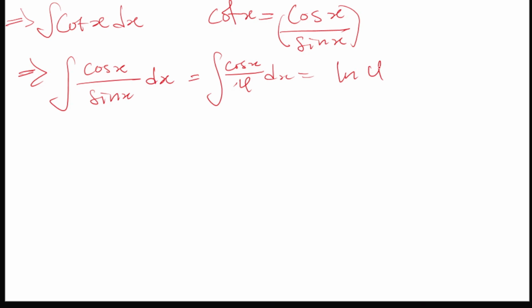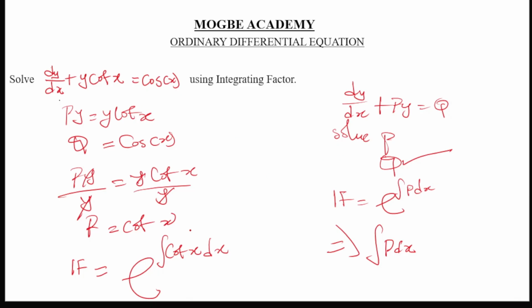But since we have ln u here, remember your u is sin x. So this will be ln sin x. Now what do you do? You take this back to what you have here as your exponential. So your new equation will now be IF equals exponential of what you've already solved.